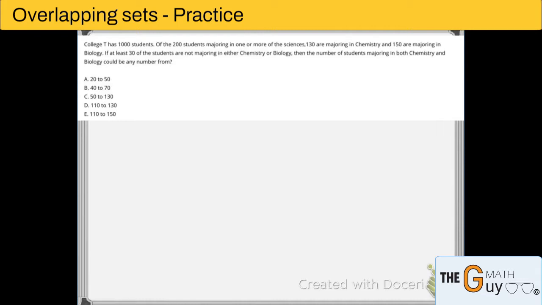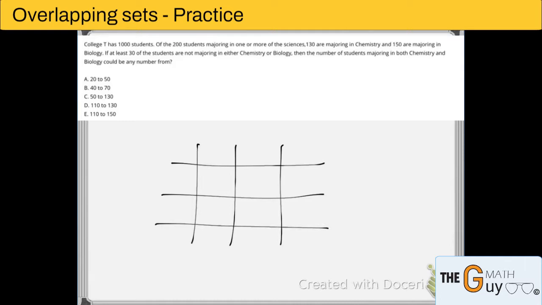I quickly zoom through the rest of the statement. There's no 3rd group, so it's a 2-group problem. Okay, great. So I've got a 2-group problem. I'm going to draw a grid. Now here the total might not be 1,000 because it says of the 200 students majoring in one or more of the sciences.